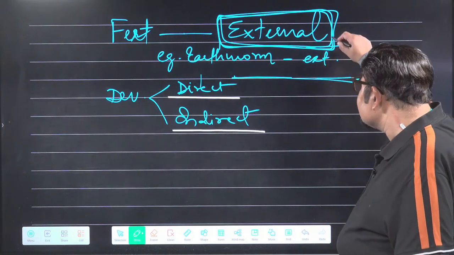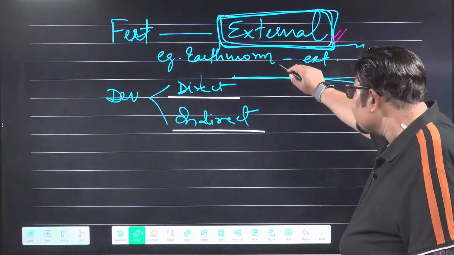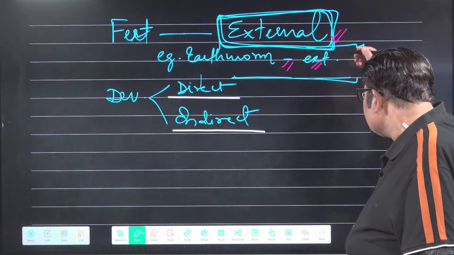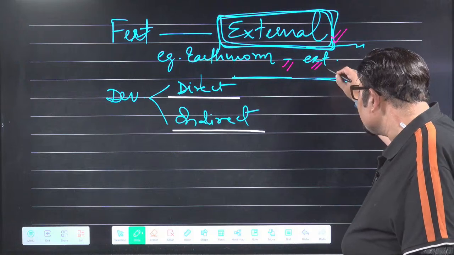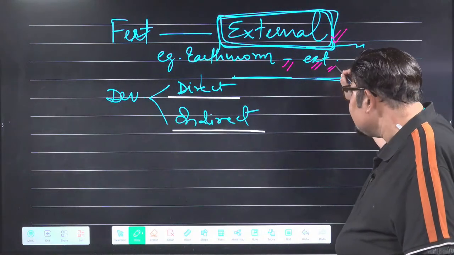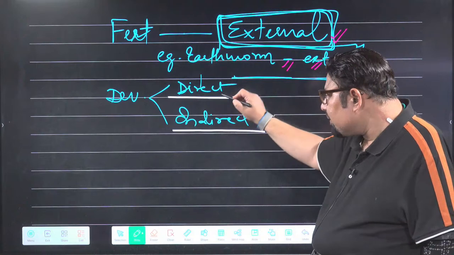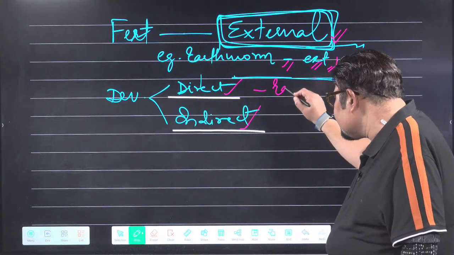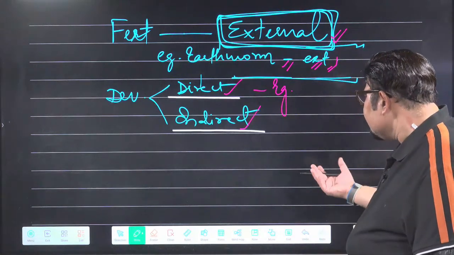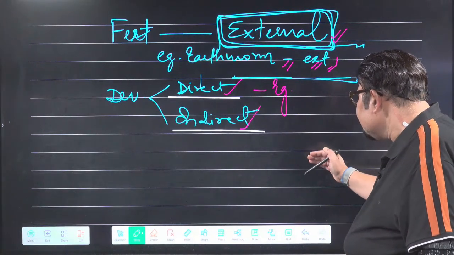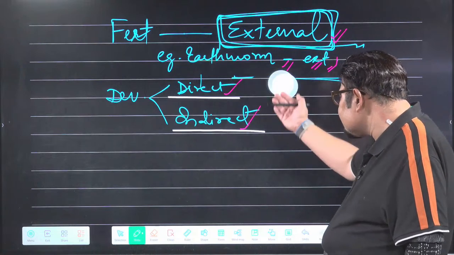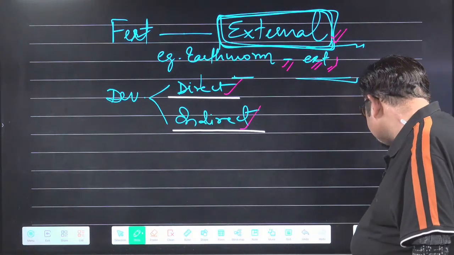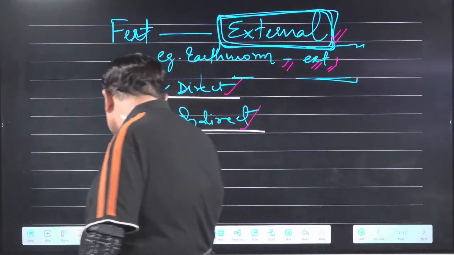Then fertilization is external, and the example is earthworm. In the earthworm, it occurs inside the cocoon, outside the body, so it is external. Then development can be direct or indirect. Here it is direct, so they have small juveniles. That's all about this.